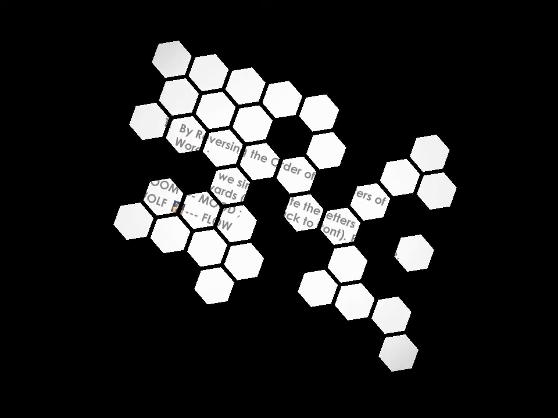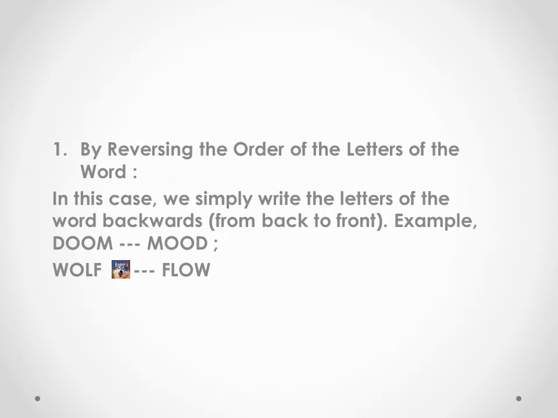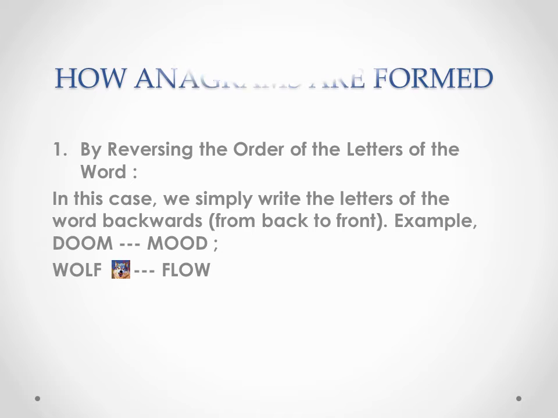So this is how an anagram is done. Are you still confused as to how we did what we did? Now let's look at how anagrams are formed. First of all, anagrams are formed by reversing the order of the letters of the word. And what I simply mean by this is that you write the letters of the word from back to front.